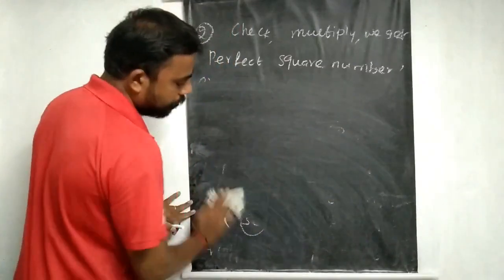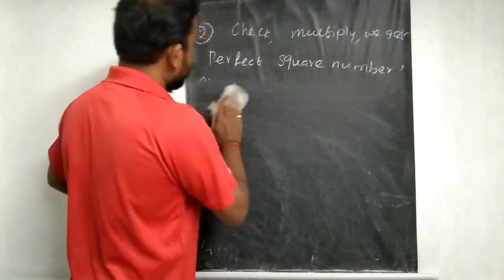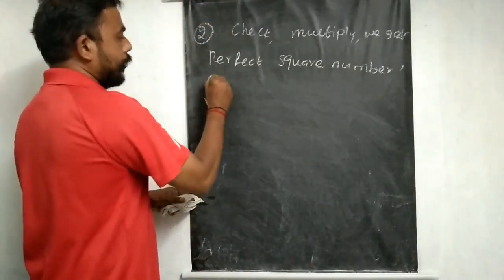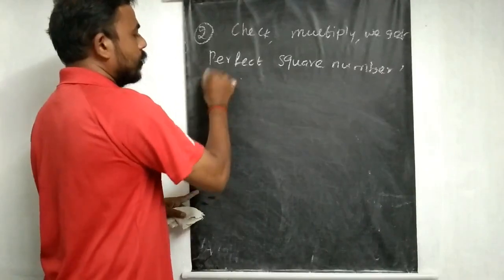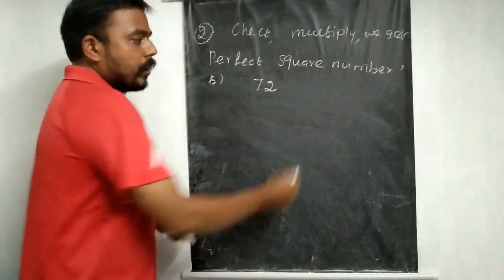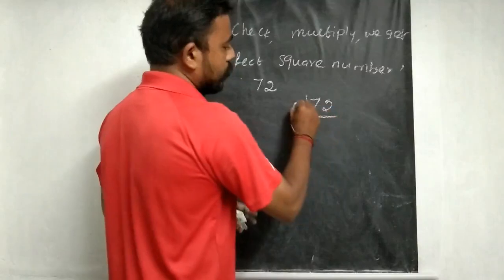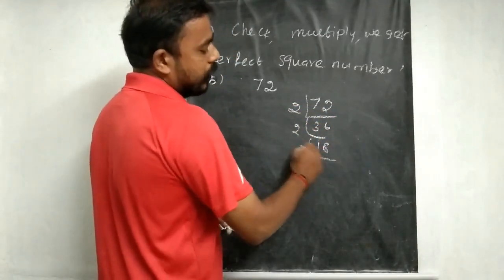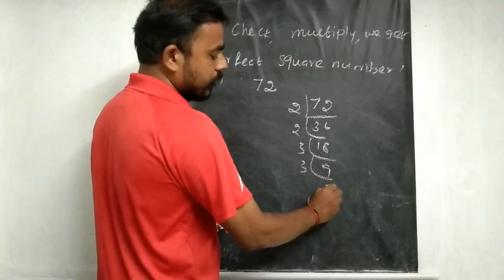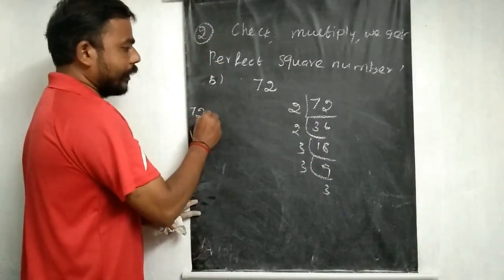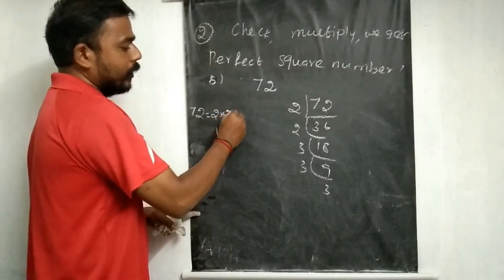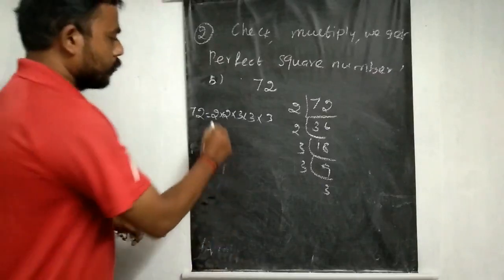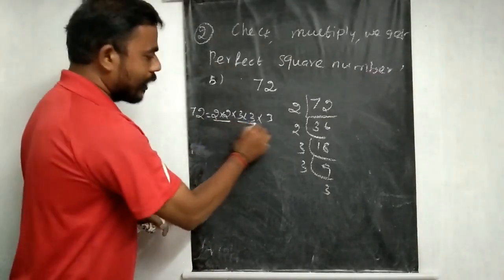Suppose 72. Now 72 we can write as 2, 36, 2, 18, 2, 9, 3, 3. So 72 equals 2 into 2 into 2 into 3 into 3. Now one pair, another pair.